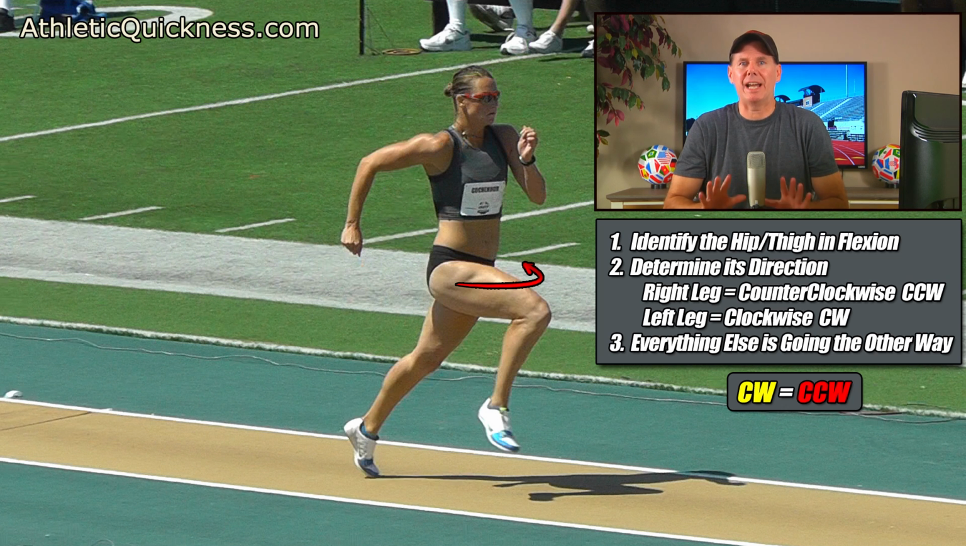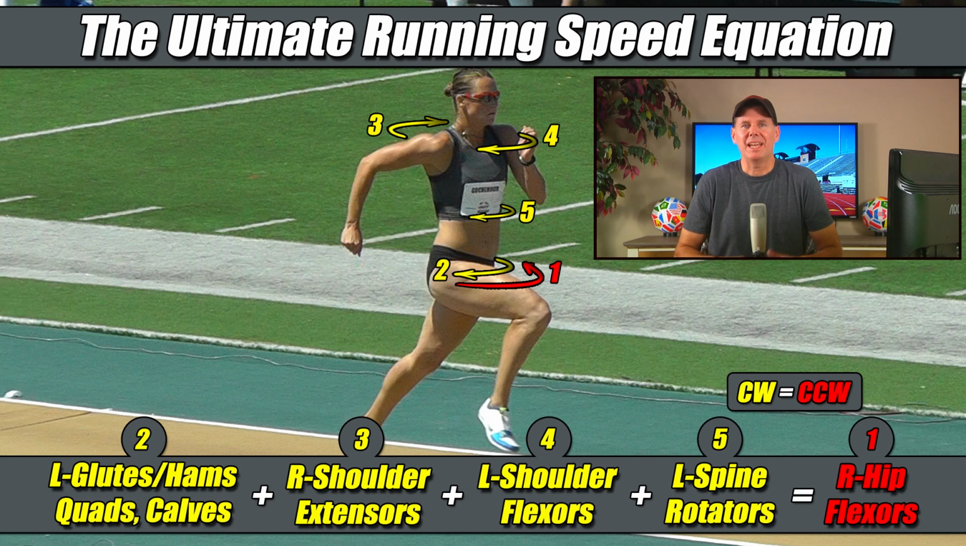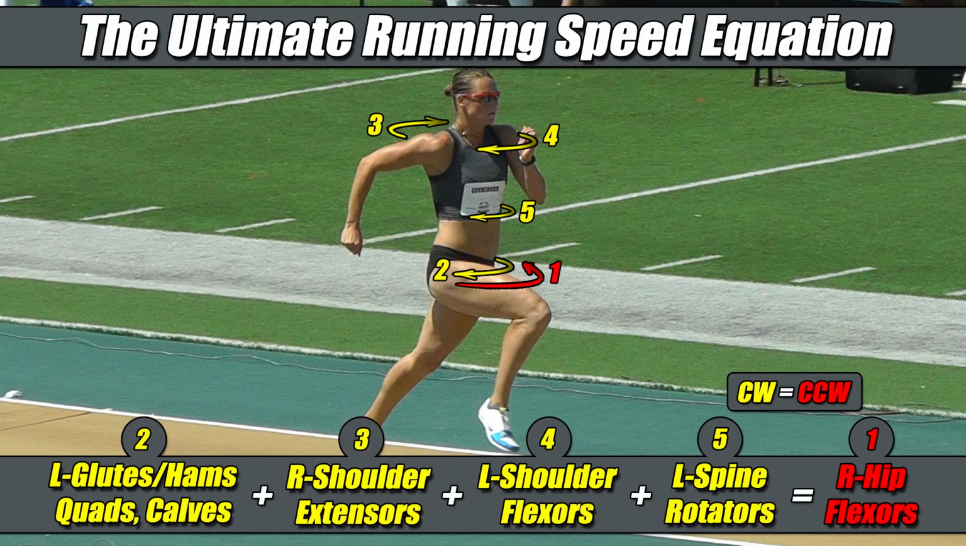And let's draw that on her now in red. And step 3 says the direction of everything else is going the other way. So, which is it? Clockwise or counterclockwise? If you said clockwise, then you are correct once more. And let's draw those 4 torques on her now, this time in yellow. And there is your ultimate running speed equation in action for this long jumper.